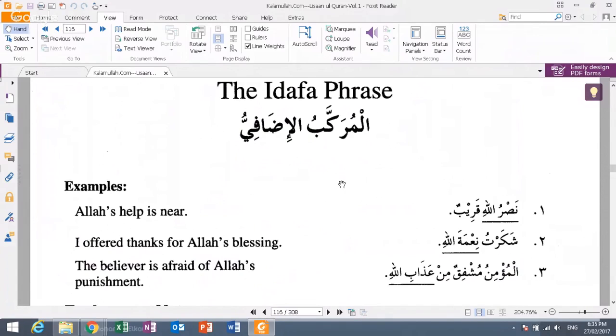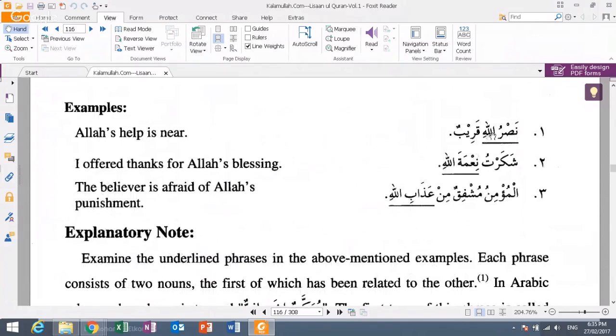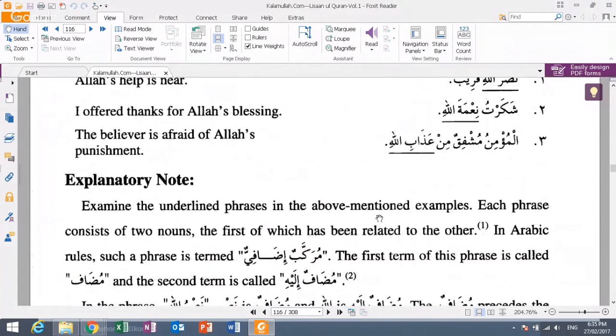So basically, the examples are here, like Nasrullahi or Ni'matallahi or Adabillahi. These are examples of Murakkab al-Idafi. And you know the difference between adjective, Mawsuf and Sifa? Basically, Murakkab means you are combining two words together or two nouns together.